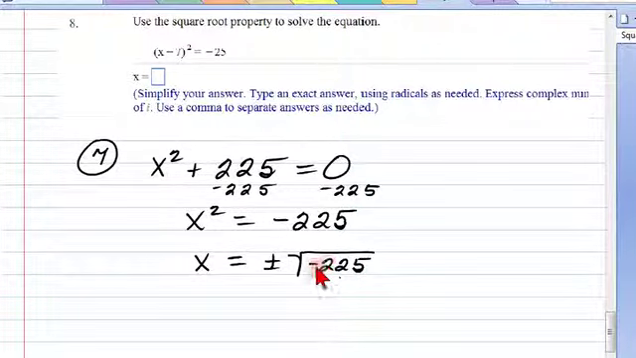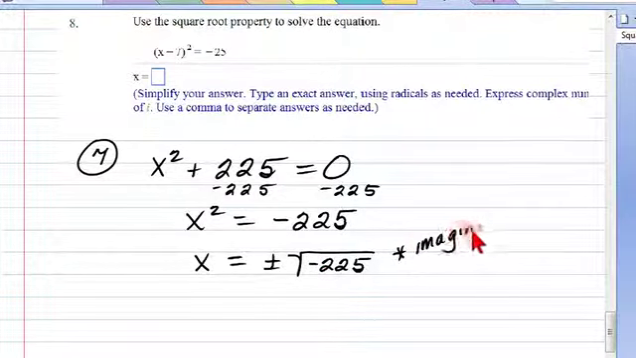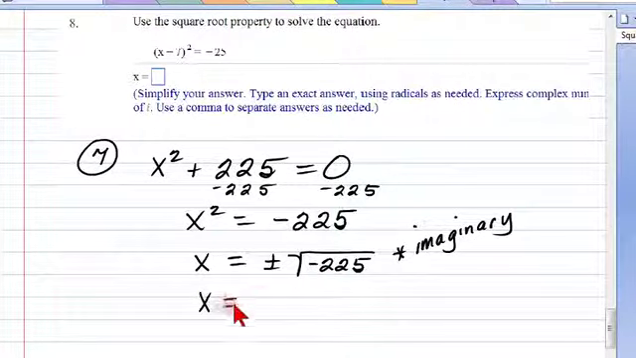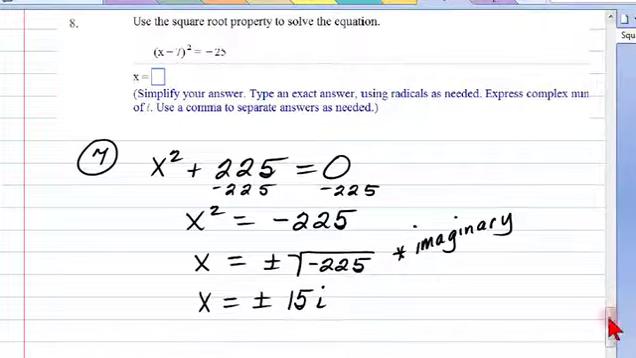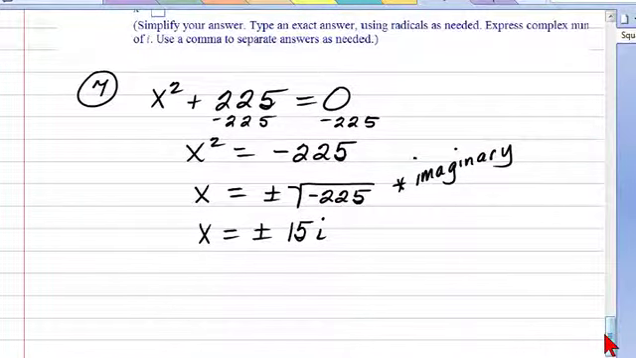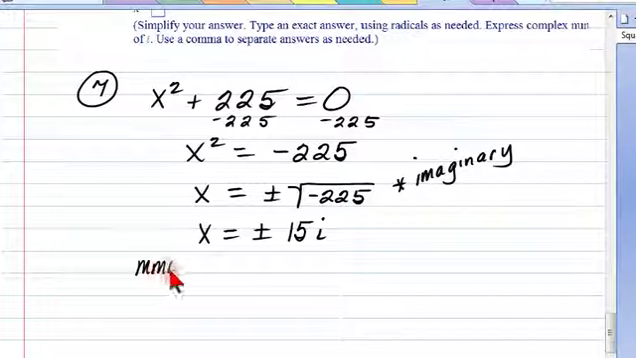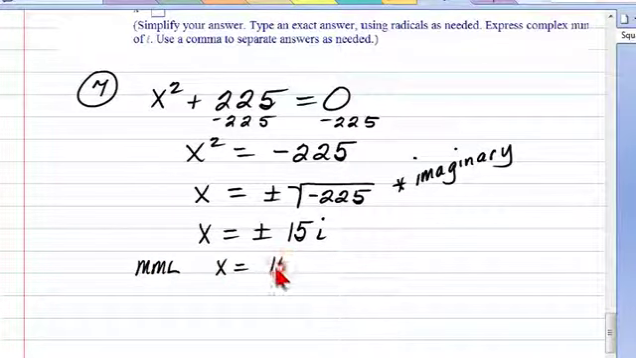Yes. Square root of a negative number, ding, ding, ding, you're going to have some imaginaries. Now, is 225 a perfect square? And the answer is yes. Square root of 225 is 15, I think. So x is equal to plus or minus 15i. Everybody know where the i is coming from? Because we're taking the square root of that negative 1 factor. If you were doing it from my math lab, it would be x is equal to 15i, comma, negative 15i.